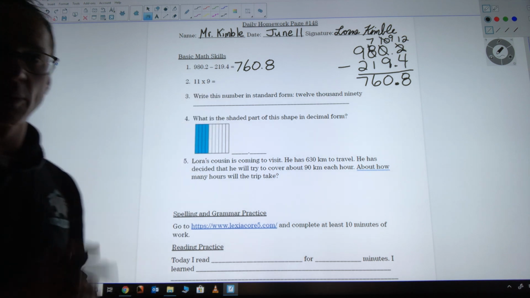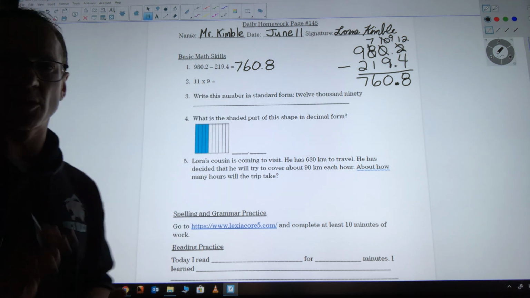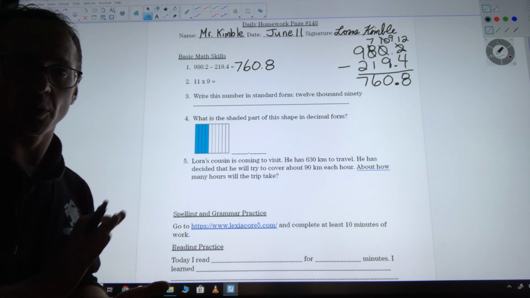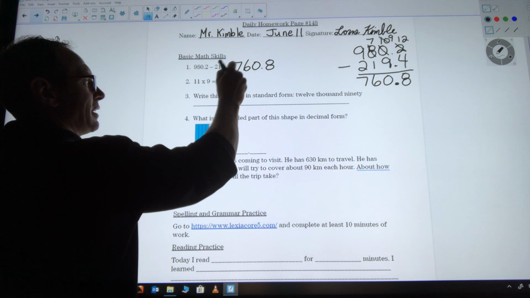11 times 9, well, we've been working with these throughout the year. If we look at the pattern of 11, it goes 11, 22, 33, 44, 55, 66, 77, 88, and the ninth one is 99.